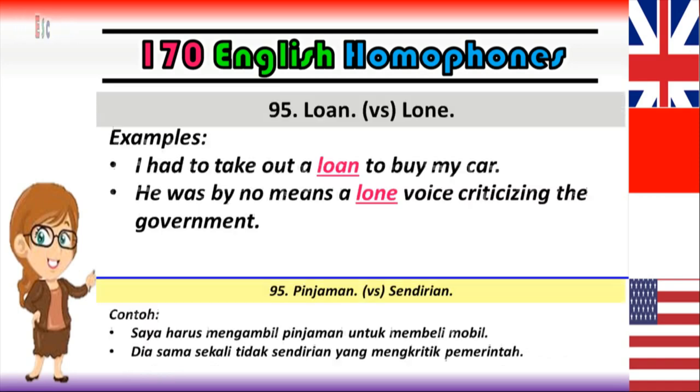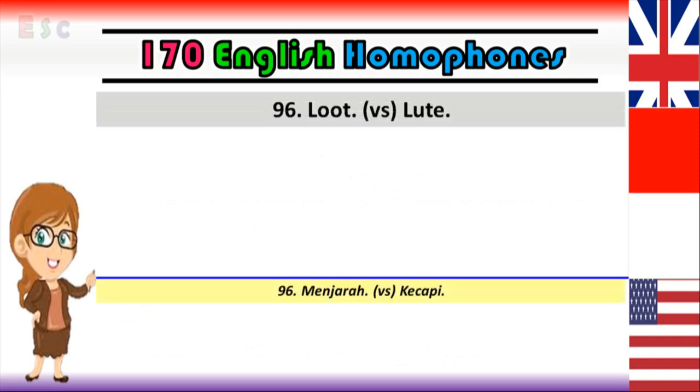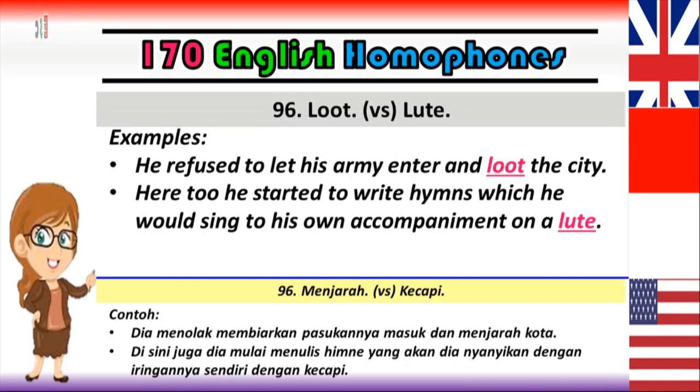95. Loan versus lone. Examples: I had to take out a loan to buy my car. He was by no means a lone voice criticizing the government. 96. Loot versus lute. Examples: he refused to let his army enter and loot the city. Here too he started to write hymns which he would sing to his own accompaniment on a lute.